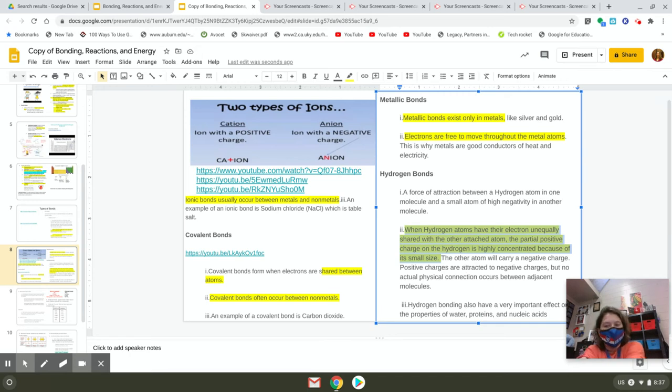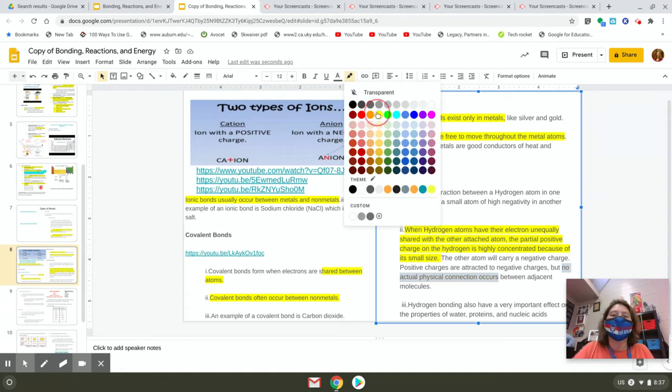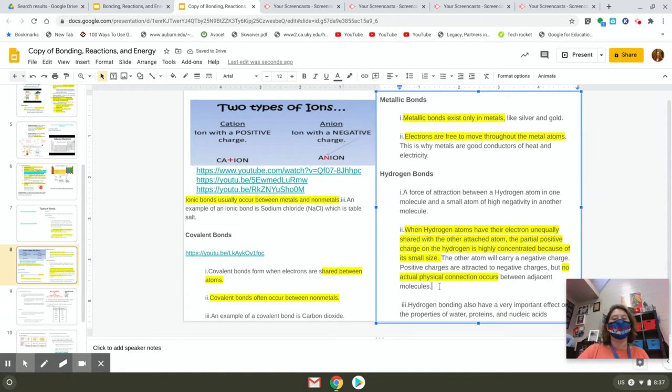Positive charges are attracted to negative charges, but no actual physical connection occurs between adjacent molecules. Highlight, no actual physical connection occurs. So in the other bonds we've talked about, there is a connection because of the sharing of electrons or the giving away of electrons or the stealing of electrons, or in metallic bonds, those electrons are just bouncing back and forth between atoms. In this case, it is more like a magnet. There's not a physical connection, but they are really attracted to each other, so they're really close together, okay?